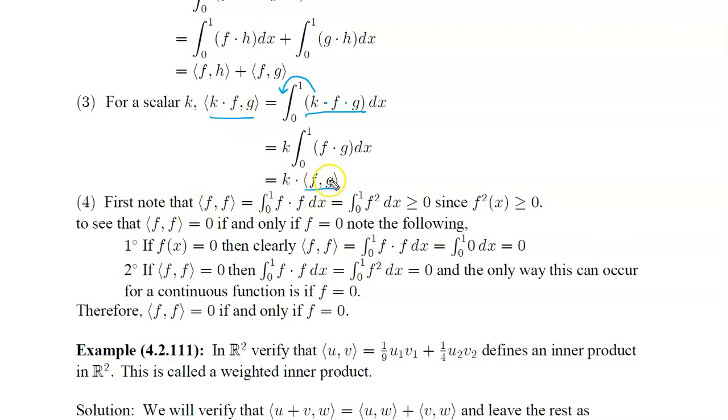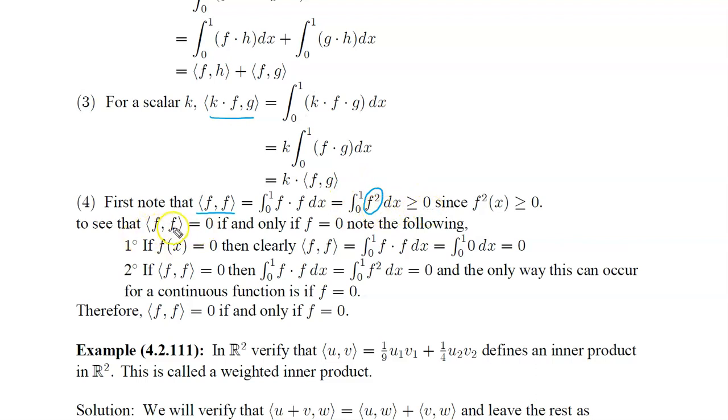Now for property number 4, just note that if we look at the inner product of f with itself, that's equal to the definite integral from 0 to 1 of f times f, which is the integral from 0 to 1 of f squared. Now this is always going to be a positive function. Its graph will lie above the x-axis, so of course this quantity is bigger than or equal to 0.